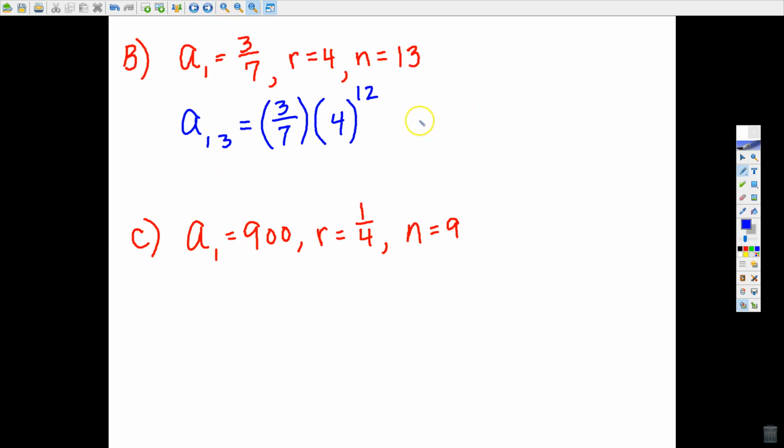So if you're using your calculator, I would use parentheses, definitely. Parentheses 3/7. And then the calculator will do the order of operations for you. It should do the power first, 4 to the 12th, and then that result times 3/7. Okay, who wants to give us that number? Pretty big number. Dominic, what is it?